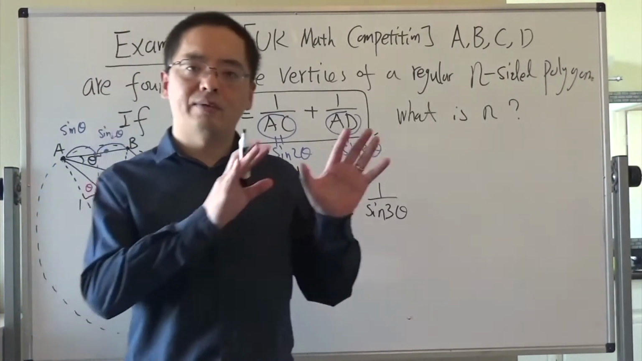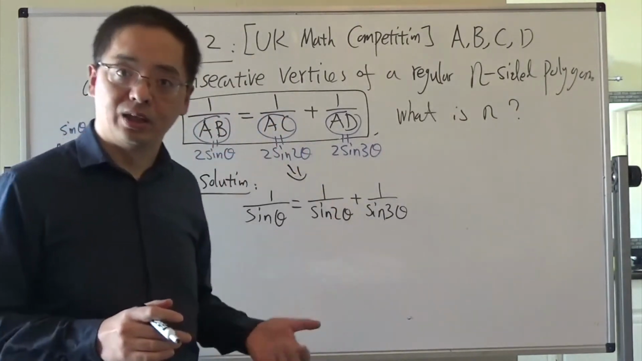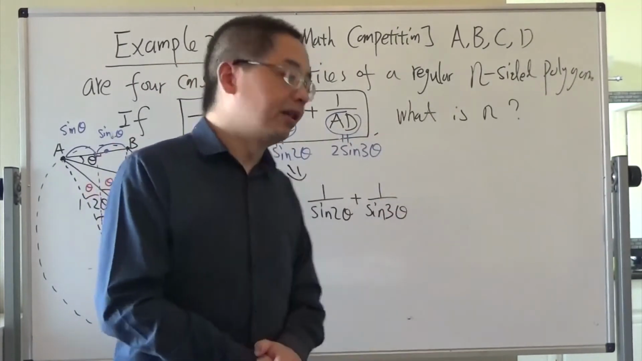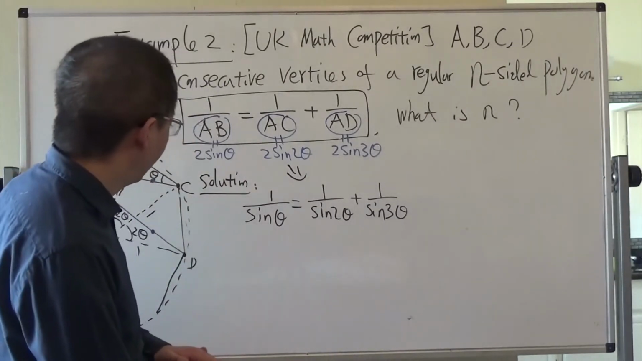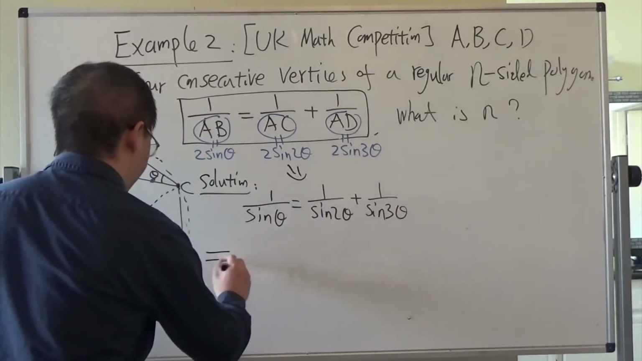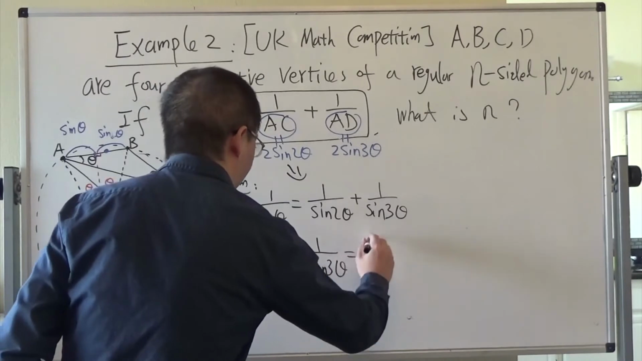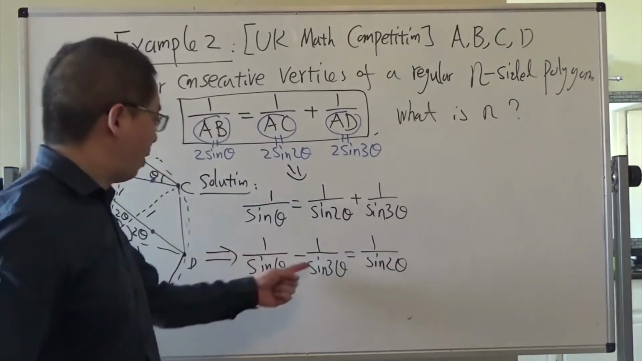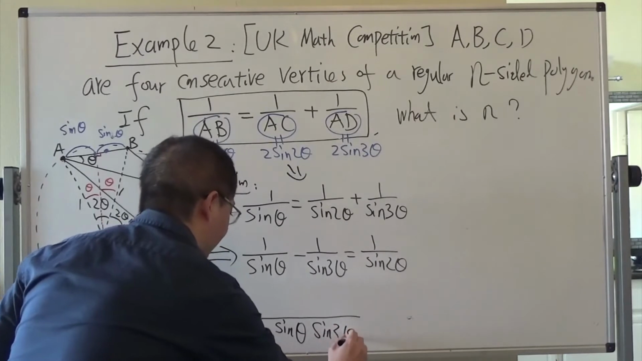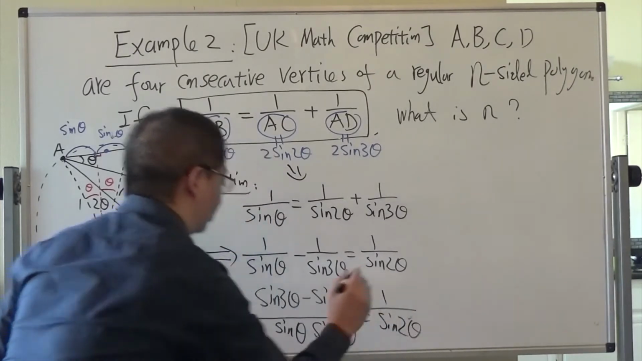Now, as we said before, if you have a trigonometric equation, a general approach is to use trigonometric identities to simplify the equation. Say we can factorize so that we'll have some kind of cancellation. So for this one, how should we apply that approach? What we do is move this one to the left-hand side. This is equivalent to 1 over sine theta minus 1 over sine 3 theta equals 1 over sine 2 theta. Now let's combine this into one. We get sine 3 theta minus sine theta over sine theta times sine 3 theta equals 1 over sine 2 theta.